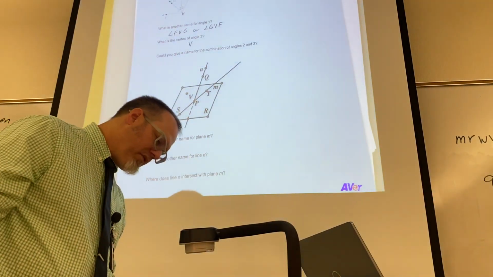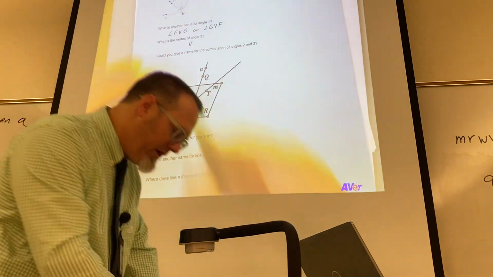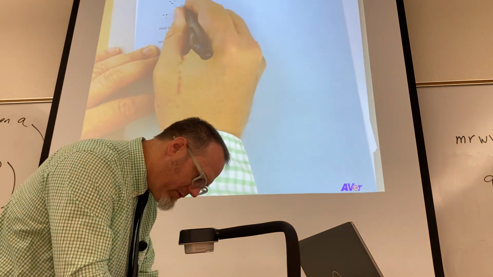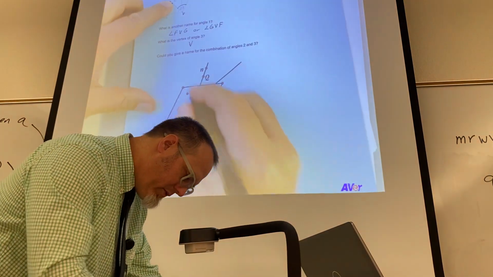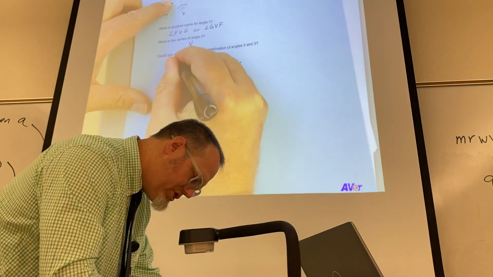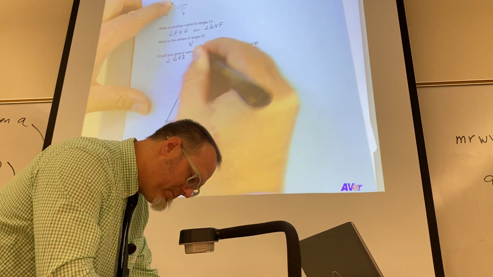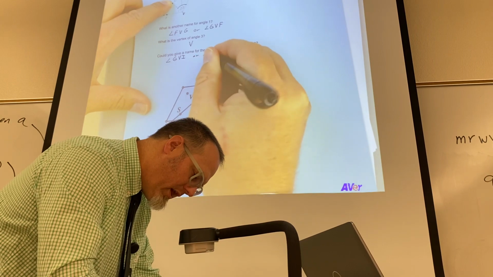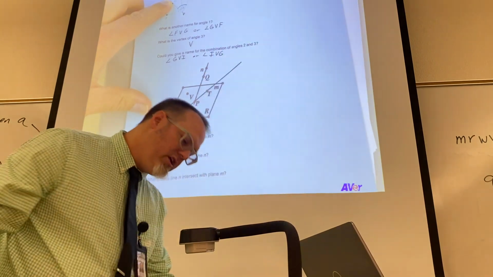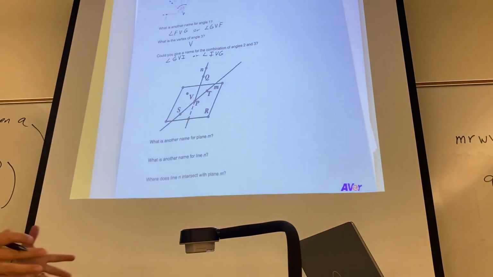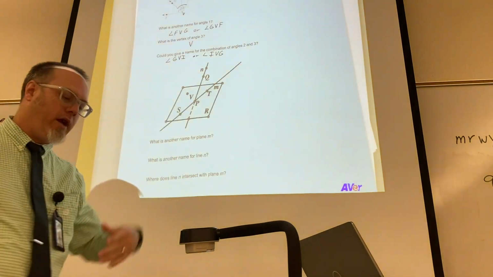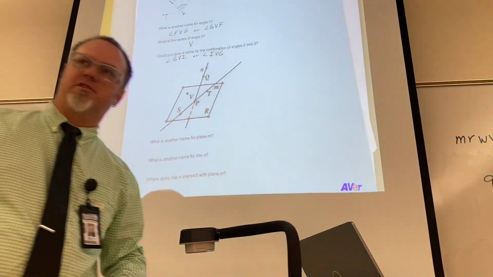Can you give a name for the combination of angles 2 and 3? So angle 2 and 3 would be right here and here. So it would be either angle GVI or angle IVG. The order of it doesn't really matter as far as going left or right. It's just you need that vertex in the middle.